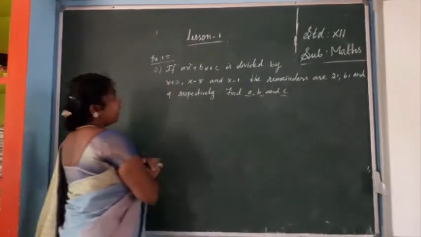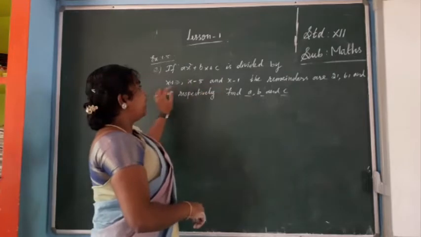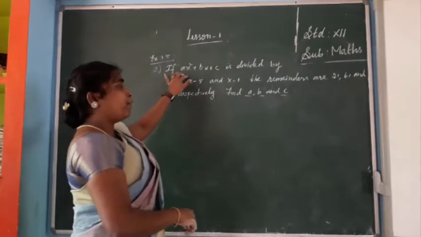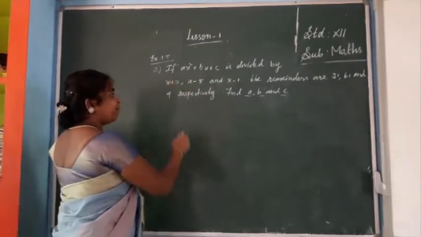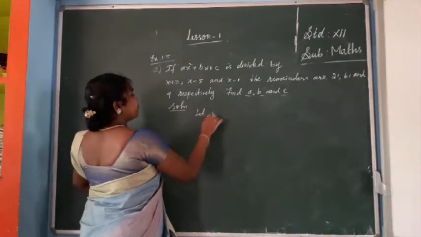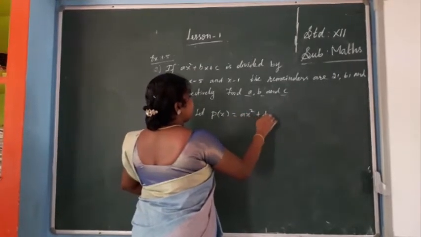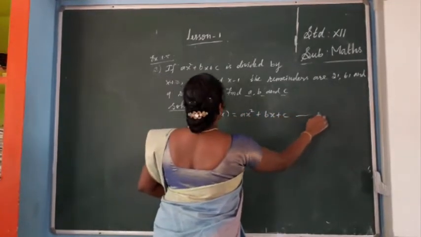Okay. So here, a polynomial is given that is divided by x plus 3. So the given polynomial I am going to take as P of x. So let P of x equal to ax square plus bx plus c. Okay. So this is equation 1.